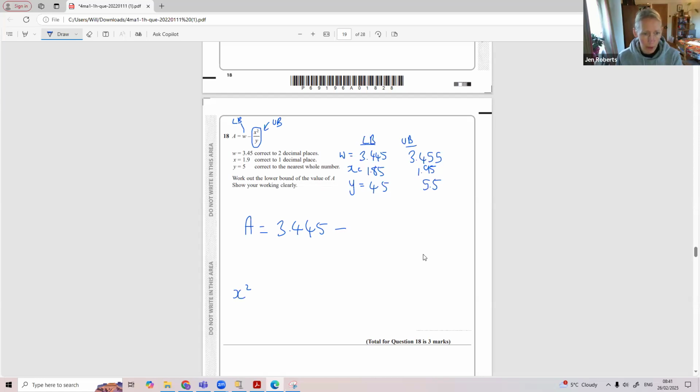Hang on. To get an upper bound for the division, you need the biggest divided by the smallest. So my biggest X is 1.95. I need 1.95 squared over the smallest Y, which is 4.5. Okay, type that in your calculator. 3.445 subtract 1.95 squared divided by 4.5 gives you an answer of 2.6.